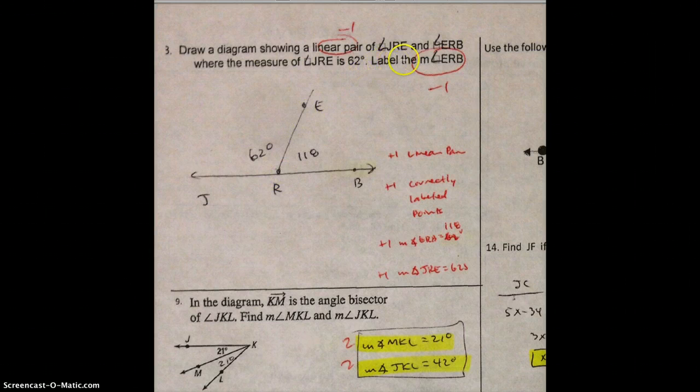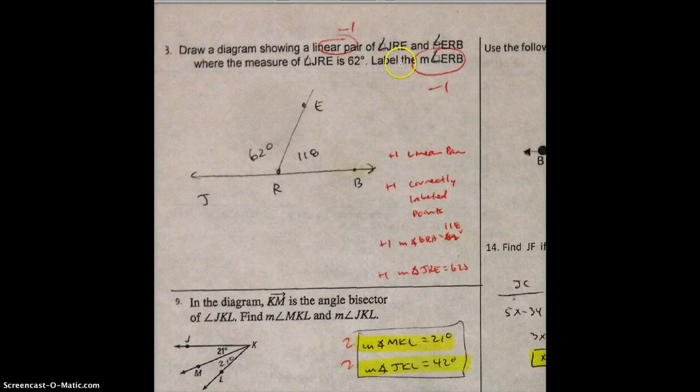Now it says label the measure of angle ERB. So ERB would be 118 degrees because they're supplementary. I give you 1 point if you did a linear pair, 1 point for correctly labeling the points in this order. Order is important for those points. Another point if you figured out the other angle to be 118 degrees because it tells you to label that.